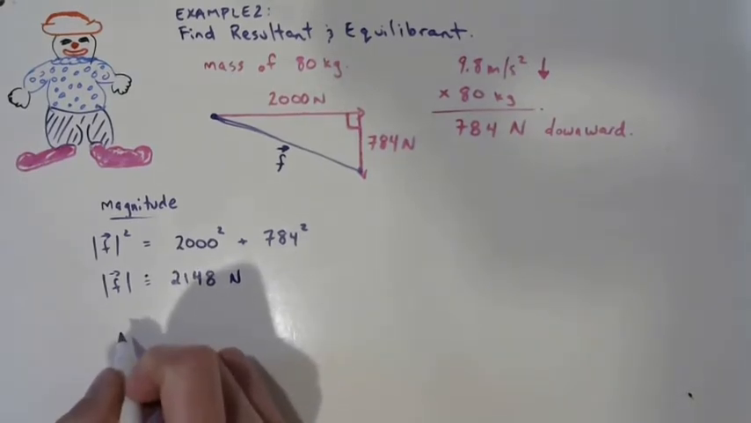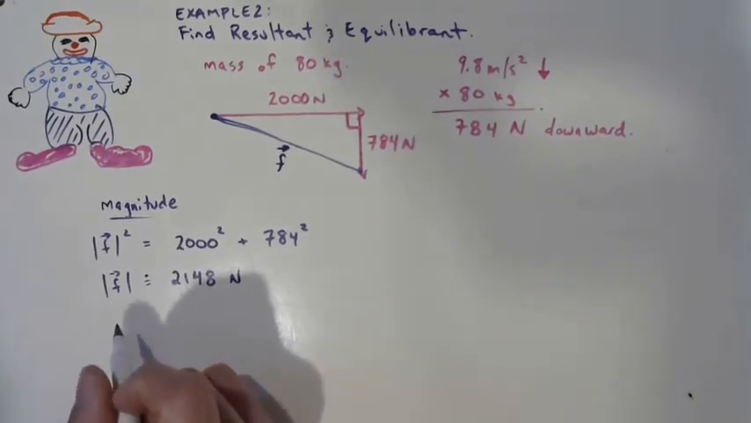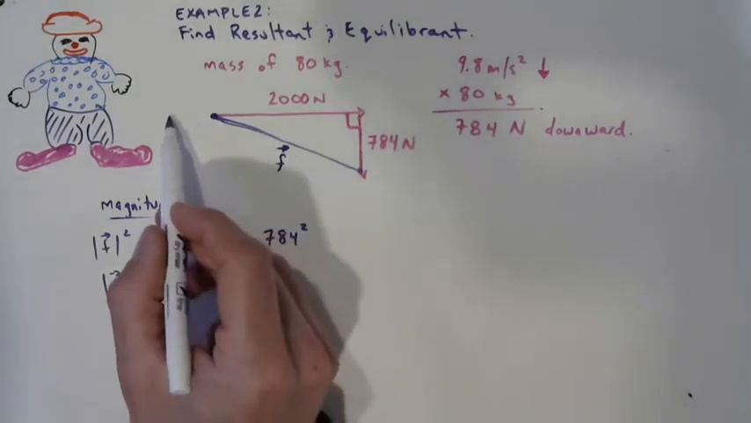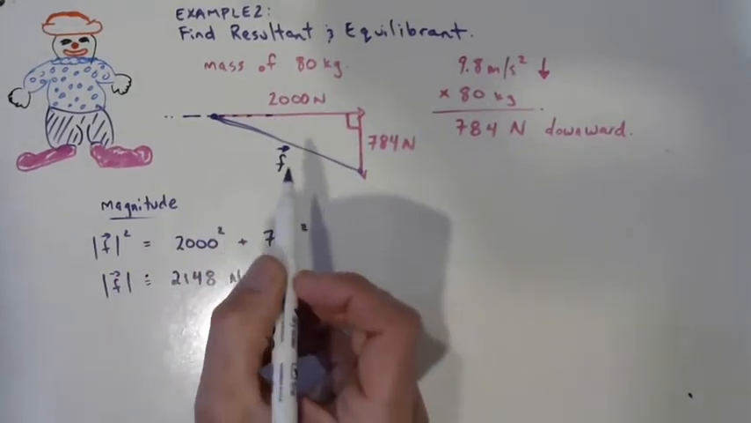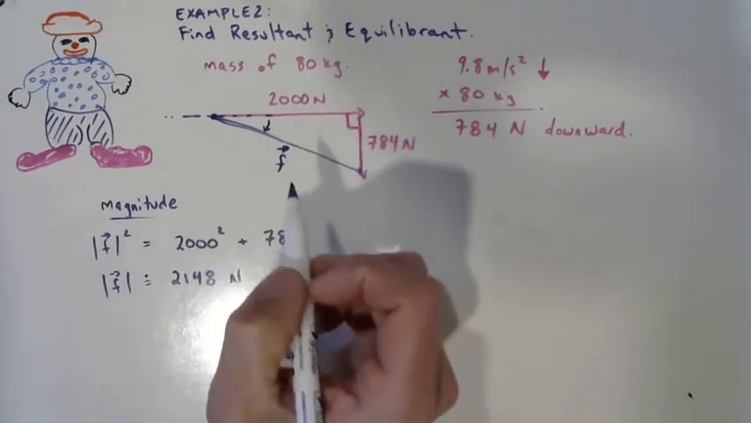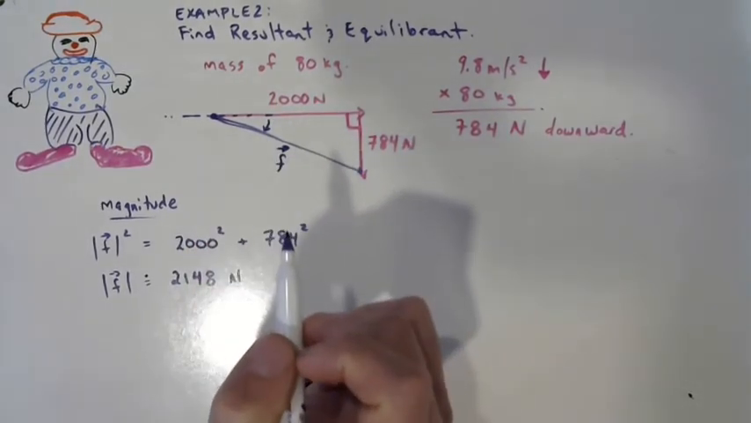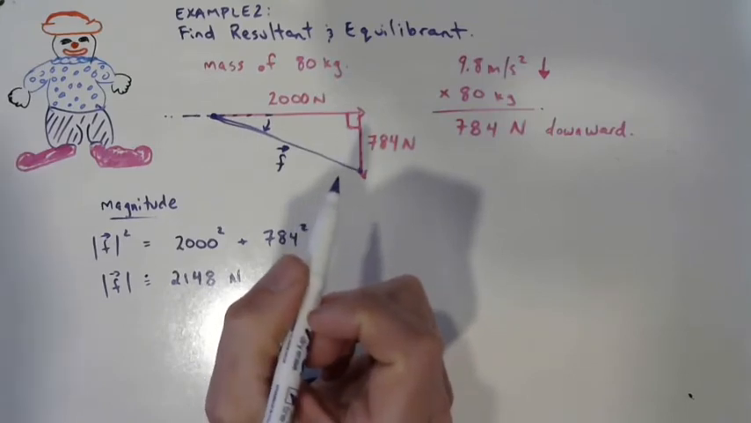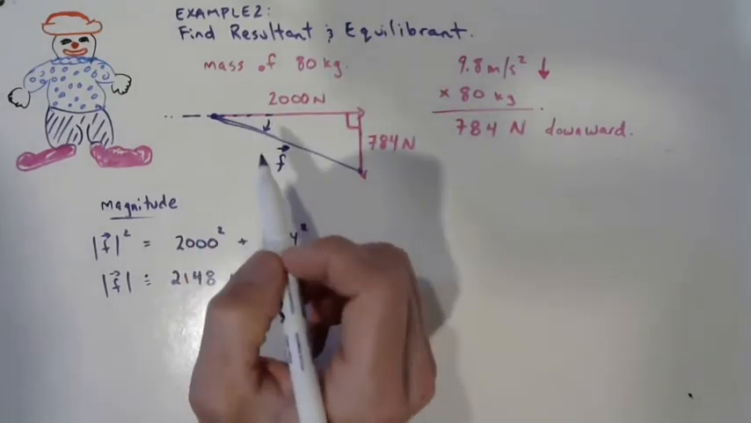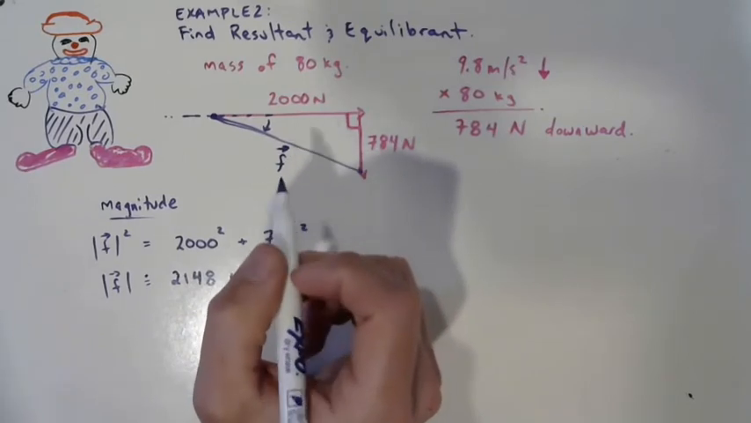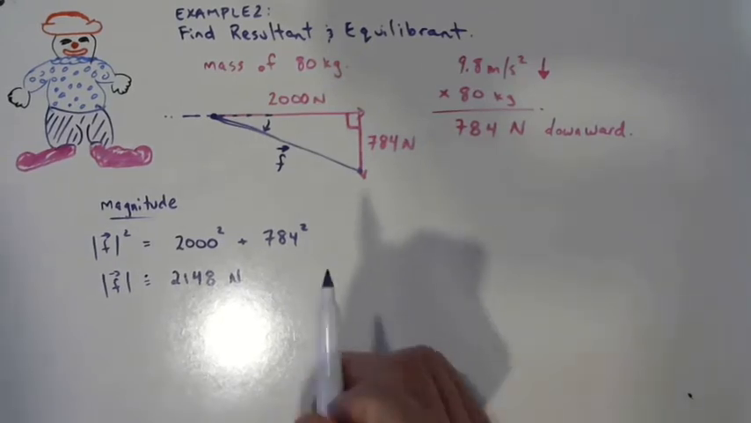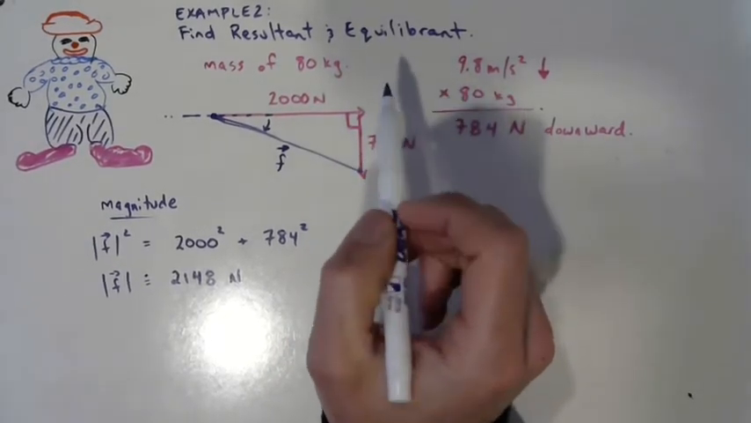All right, to find the direction, we're using trig. We're going to find it relative to the horizontal. So here's our horizontal, and we're going to end up finding this angle here. And then we will express it as a bearing. Then we'll use that information to find the equilibrium and its direction.